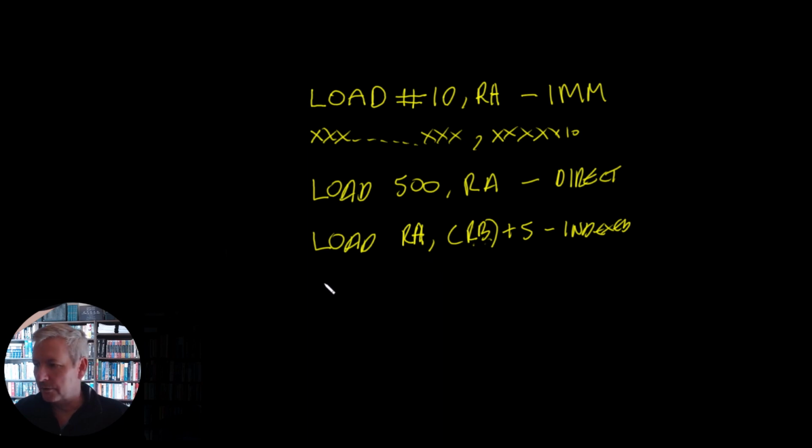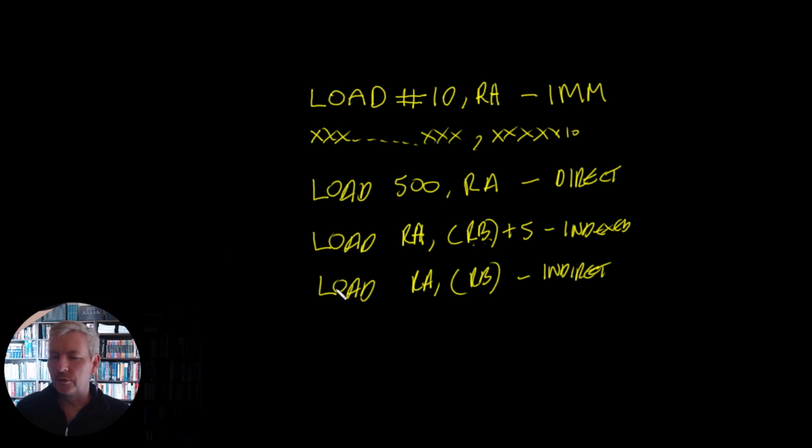Now, the other one is going to be the indirect. So this is going to be load, RA, comma, and in brackets RB, and this is going to be indirect. We're going to load into the register RA the memory location here, but this contains an address of a memory location. When we get to that memory location, what's inside it is a pointer, and that pointer is basically another number, and that number points to the actual memory location that we're going to get our value from. A bit awkward to describe, but those are our 4 basic fundamental addressing modes.